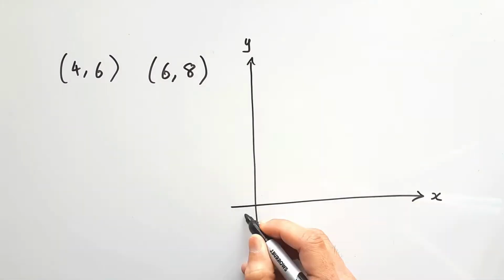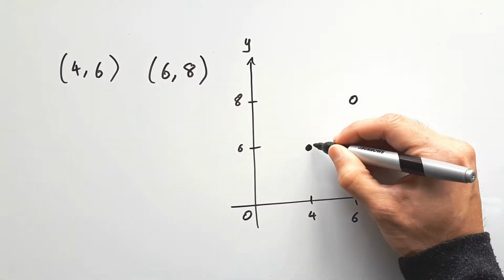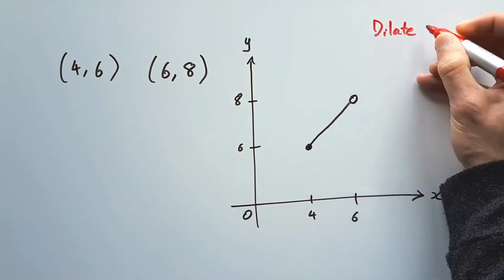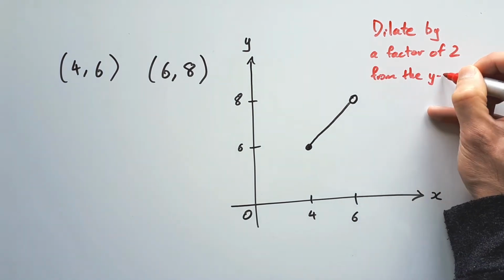Here are two coordinates, (4, 6) and (6, 8). Plot them on a graph using a dot and a circle. Join them together, and we have a line. Now, what happens if I dilate this line by a factor of 2 from the y-axis?